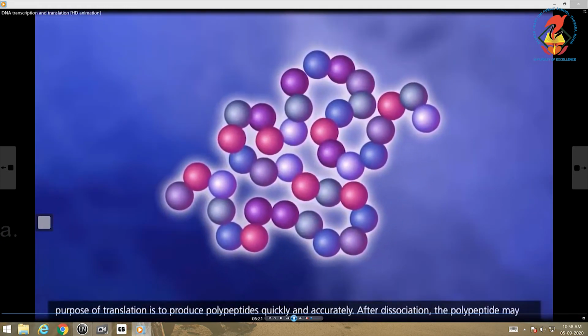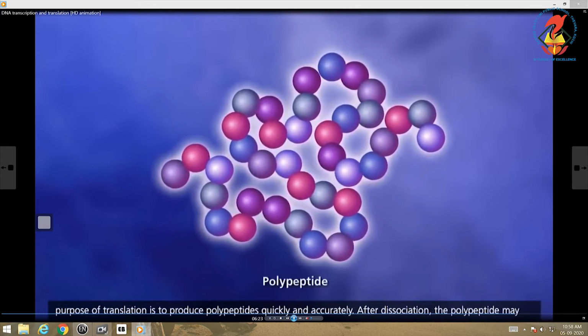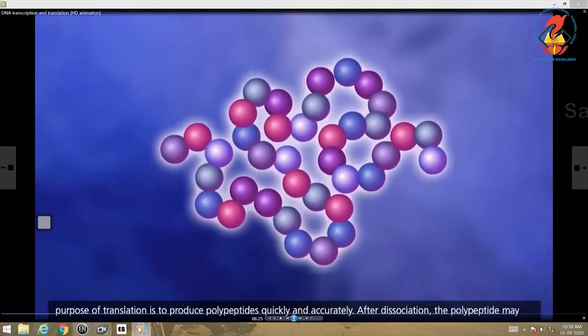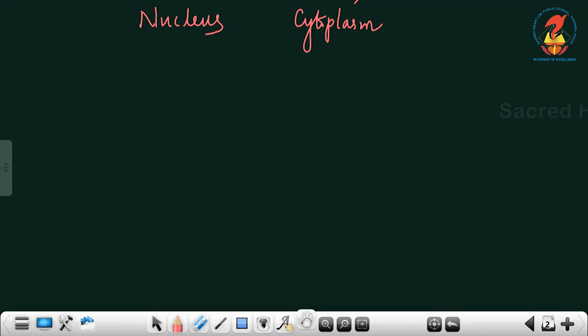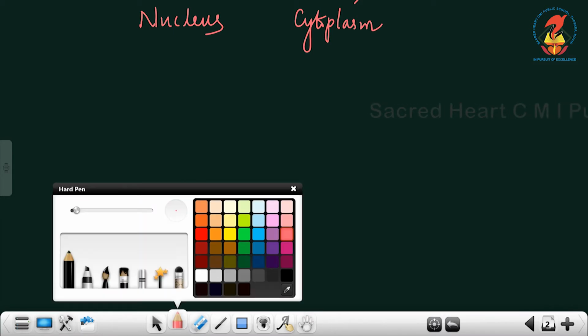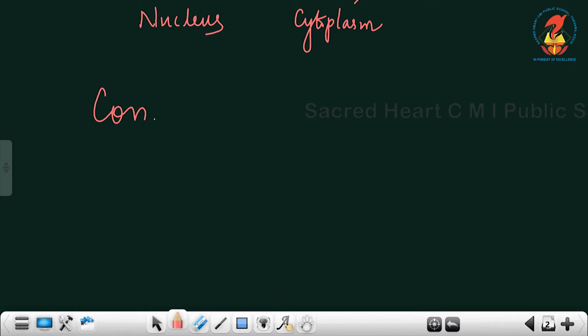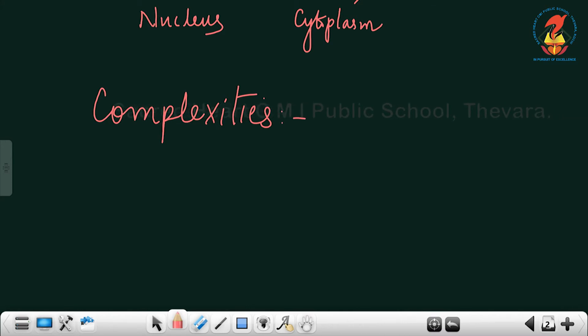Now we have the polypeptide chain which coils to form the proteins. So I will wrap up with the last 2 differences, which is going to emphasize the complexities. And we found that the complexity was found in the eukaryotic protein synthesis, not prokaryotic. So I am winding up with the 4th and 5th difference which deals with the complexities.